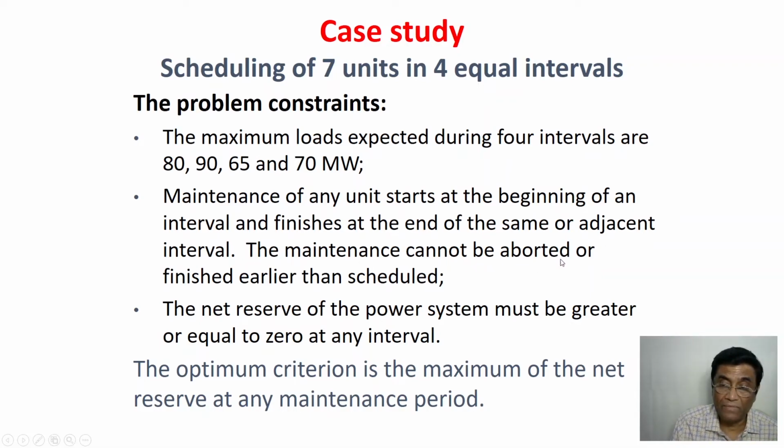So the maintenance cannot be aborted or finished earlier than the schedule, right? So scheduling of 7 units are there, 4 equal intervals you have divided so that your expected load will be satisfied, right? The net reserve of the power system must be bigger or equal to 0 at any interval. So the optimal criterion is the maximum of the net reserve at any maintenance period, so that the power cut problem can be minimized. So this is a complicated problem and can be easily solved by genetic algorithm. So this in the class we'll do, and afterwards we can upload the videos as well.